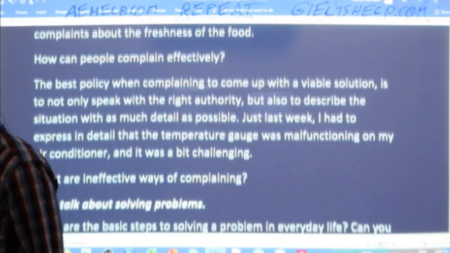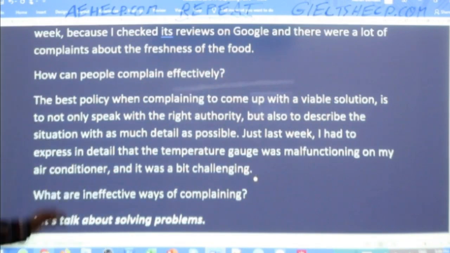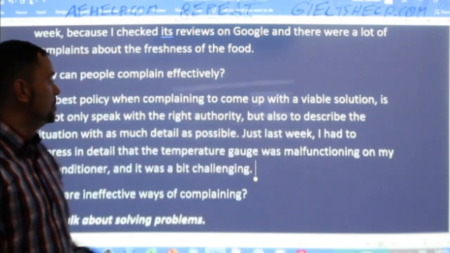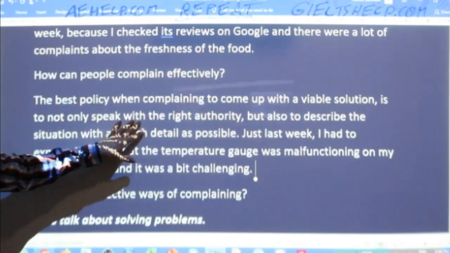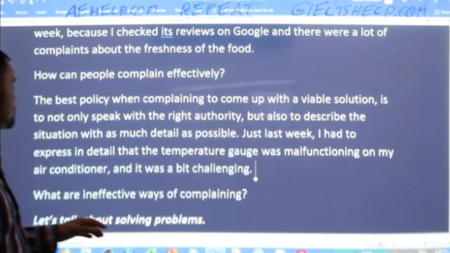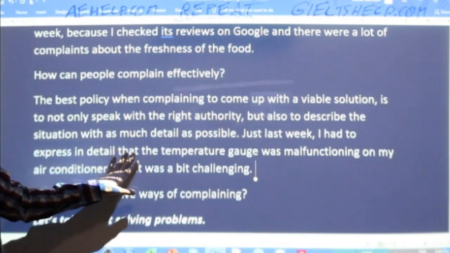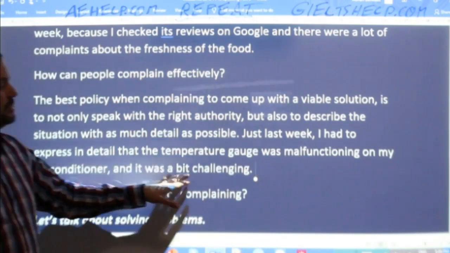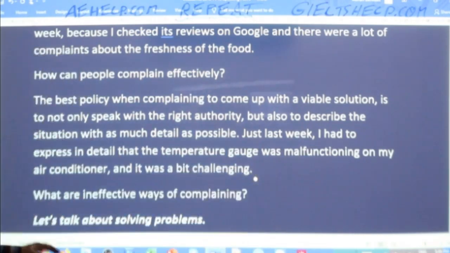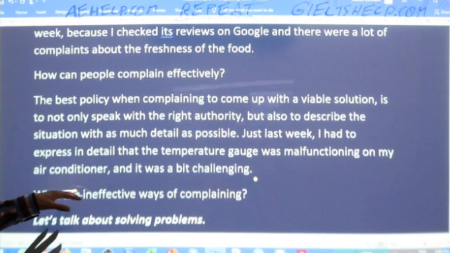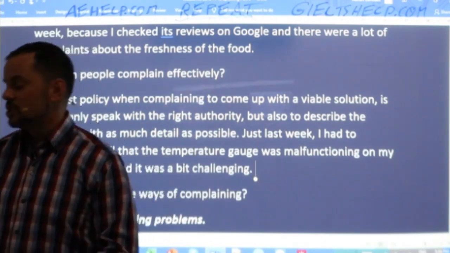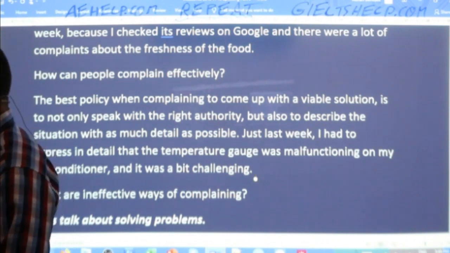All right. So repeat after me. How can people complain effectively? The best policy when complaining to come up with a viable solution is to not only speak with the right authority, but also to describe the situation with as much detail as possible. Just last week, I had to express in detail that the temperature gauge was malfunctioning on my air conditioner. So I called customer service, and it was a bit challenging to explain my situation clearly. Okay.